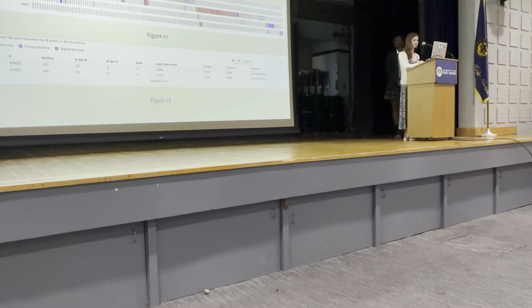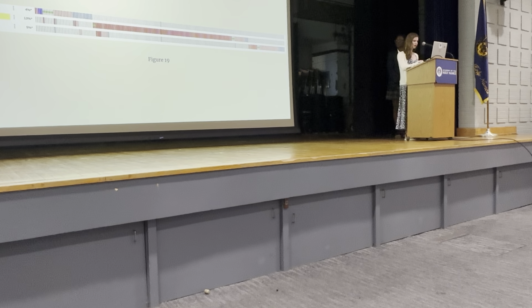Figure 17 displays an oncoprint of BTK, ENO1, 2, 3, and 4. Amplification is shown in the same sample of BTK, ENO1, 2, and 3. Figure 18 shows BTK's significant co-occurrence with ENO3 and a p-value of 0.006 and a q-value of 0.03.